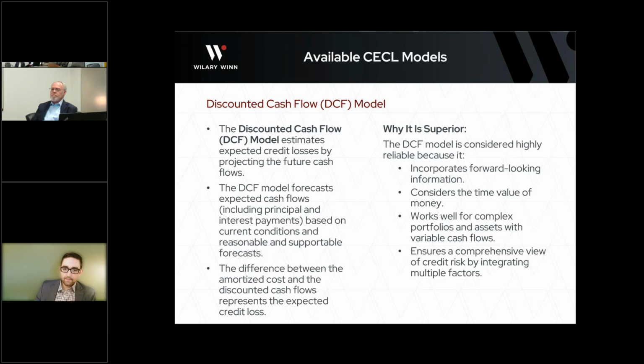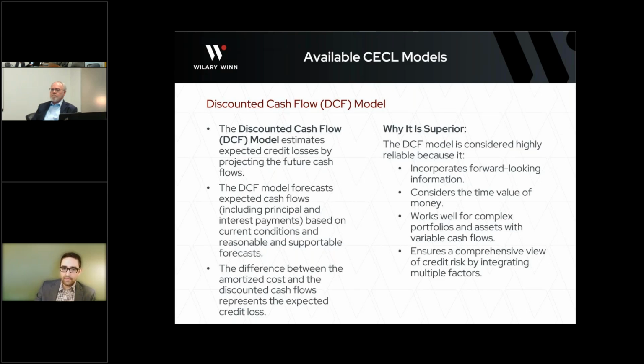So this one tends to be far more reliable, especially when we have a lot of complexity in loan portfolios, which we see at banks and credit unions. They have plenty of borrowers, plenty of different loan types, plenty of different geographies. What we like so much about DCF is that it is explicitly forward-looking.